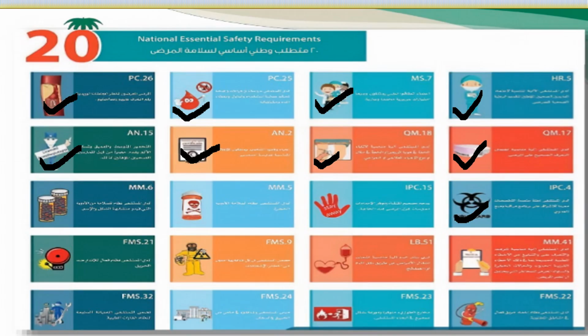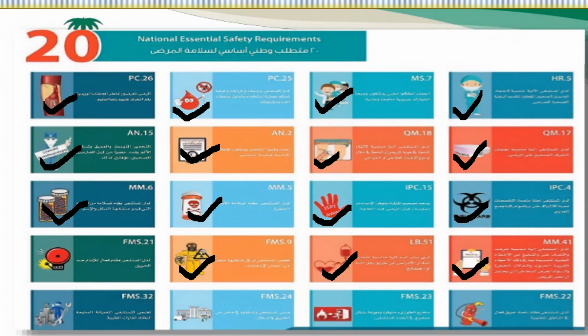IPC4, that there is the presence of a committee that supervises the infection control. IPC15, isolation practices. MM5, this is the system for HAMS or high alert medication. MM6, system for LASA or the look-alike, sound-alike medications. Then MM41, medication error reporting. LB51, the process that prevents disease transmission by blood transfusion.